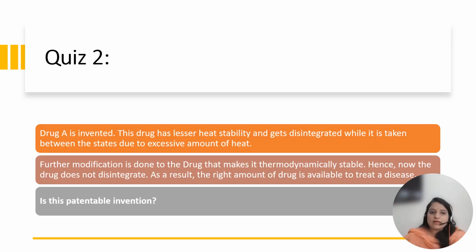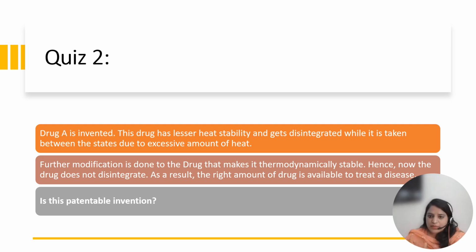Next question is, like I said, I'm not giving you the answer. You need to just think about it and put it in the comment section. Next question is that drug A is invented. This drug has less heat stability and gets disintegrated. While it is being taken between states, due to excessive amount of heat, this drug would disintegrate. But the drug otherwise is very good. It's very effective in treatment of a fever.